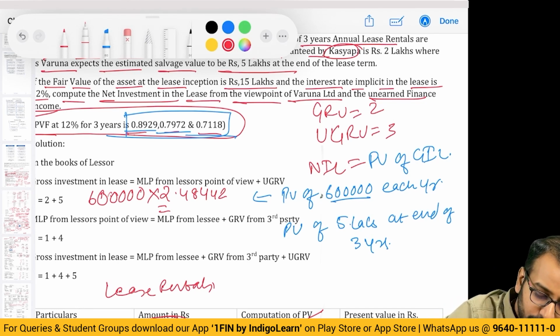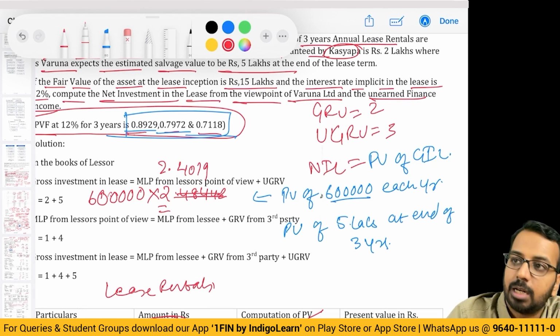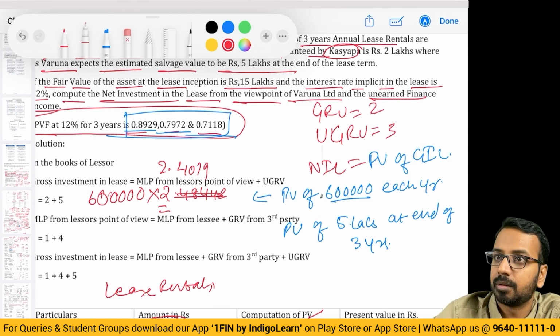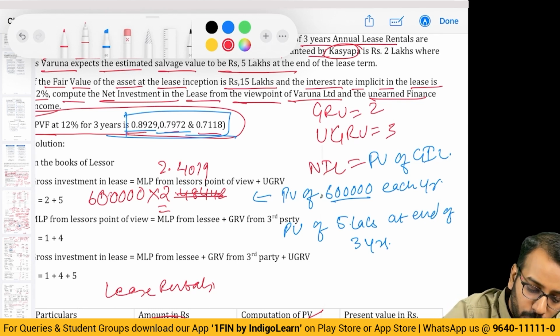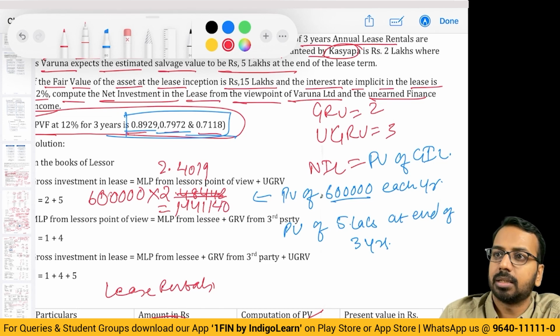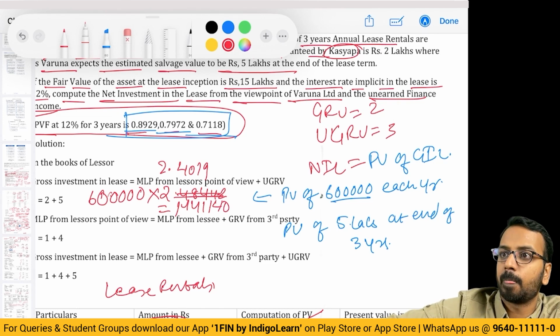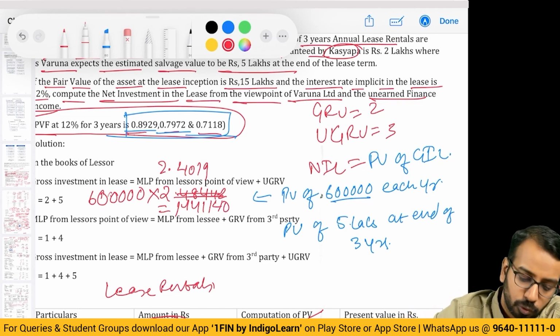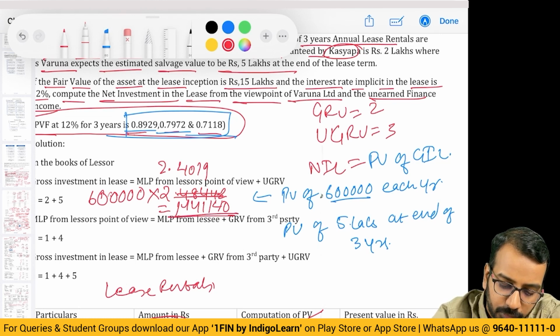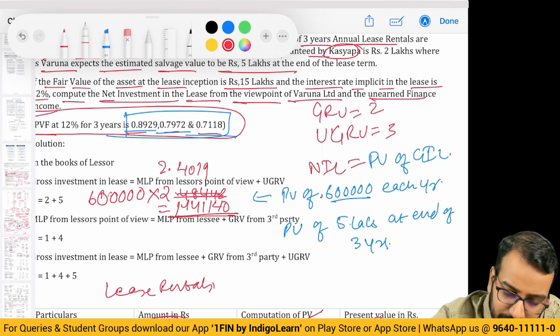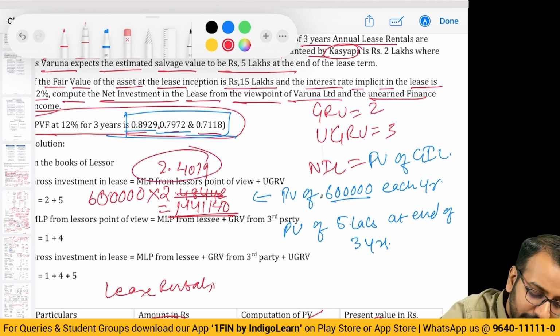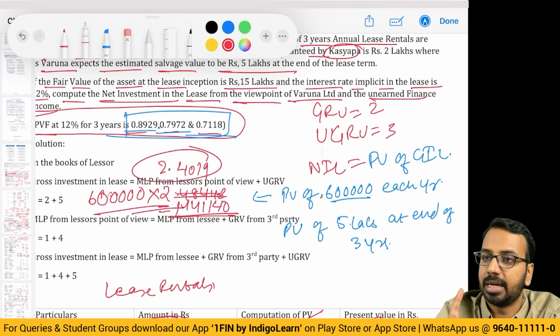It is 2.4019. If I multiply that with 6 lakhs, then it becomes 14 lakhs 41,140. I think again some rounding of difference. Just a second. 2.4019, 14 lakhs 41,140. 14 lakhs 41,080. Some rounding of difference here. But again, you will take the actual numbers and do the calculations. That is the first part.